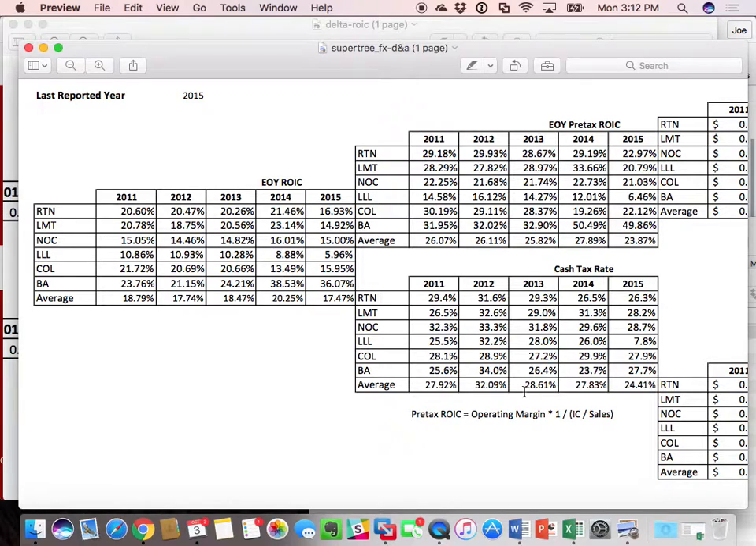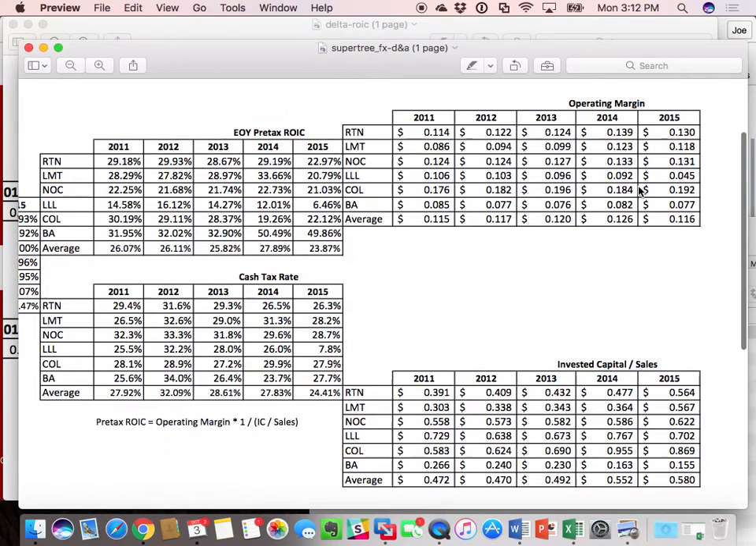Northrop Grumman is paying more in taxes, which means Northrop Grumman not only has a worse pre-tax ROIC than its peers, but it's been consistently worse all 5 years. So Northrop Grumman is not doing as well as the industry average when it comes to pre-tax performance of the actual making of whatever it makes. Right? Next level down, margins.